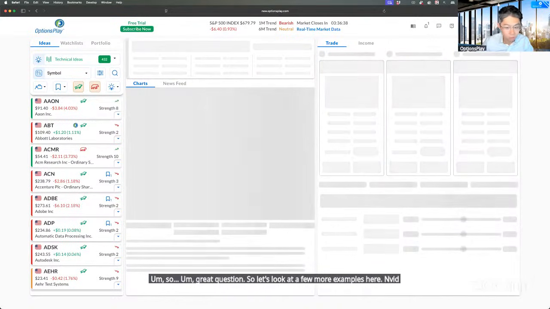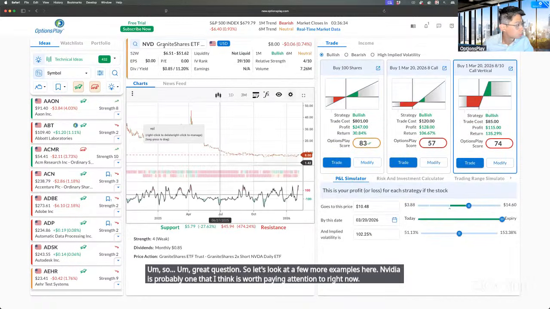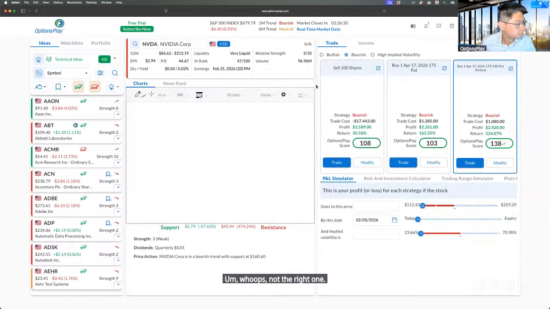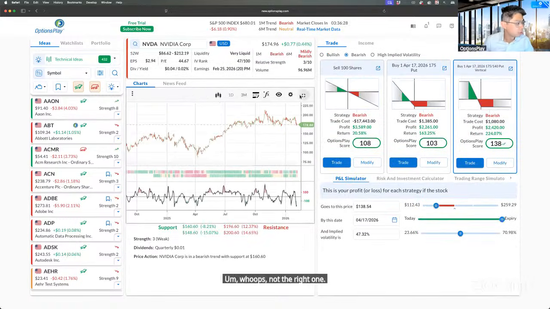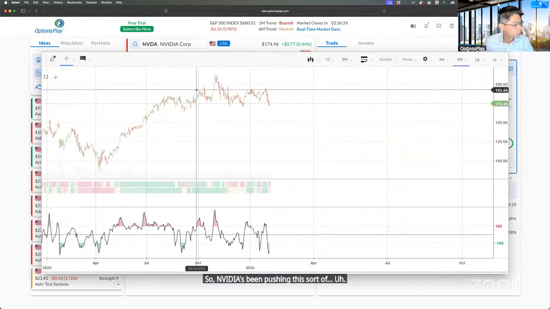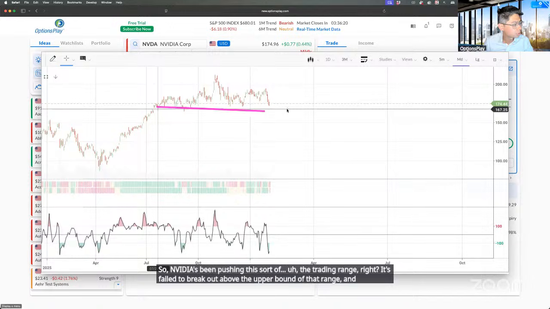NVIDIA is probably one that I think is worth paying attention to right now. Whoops, not the right one. So NVIDIA has been pushing this sort of trading range, right? It's failed to break out above the upper bound of that range, and it's been hovering near the bottom end of this range around 175 or so.